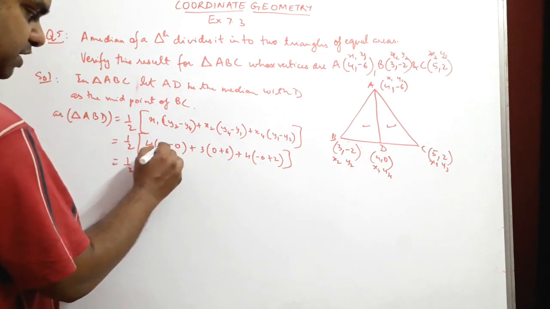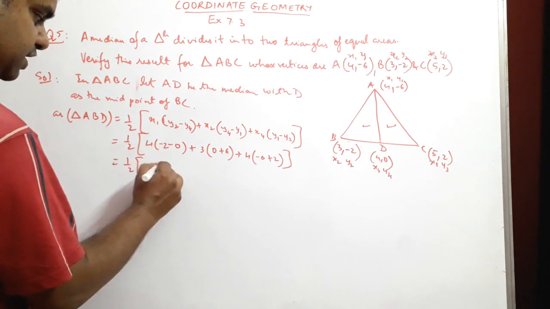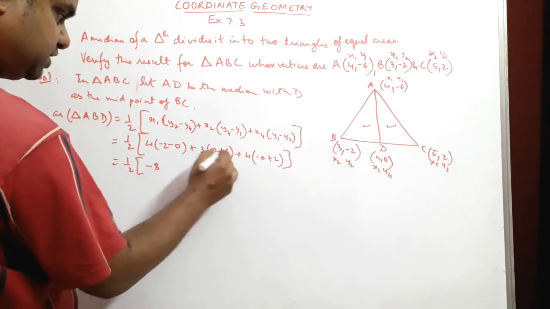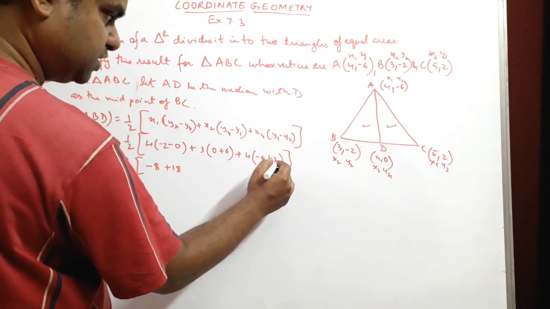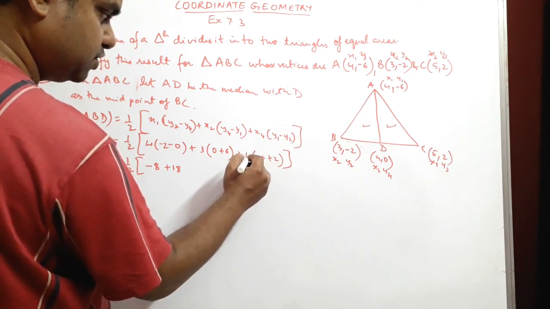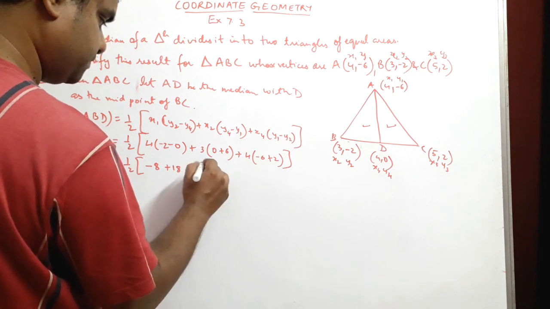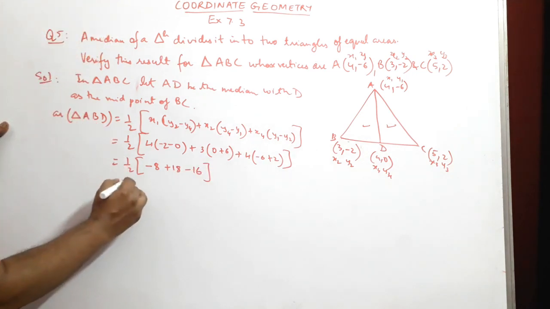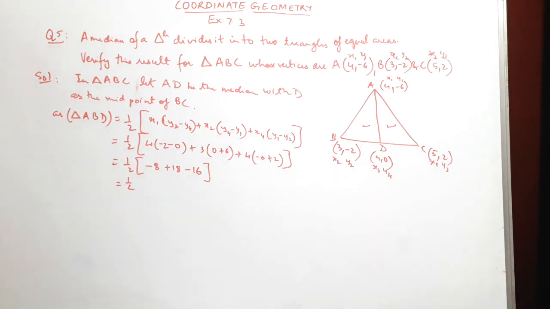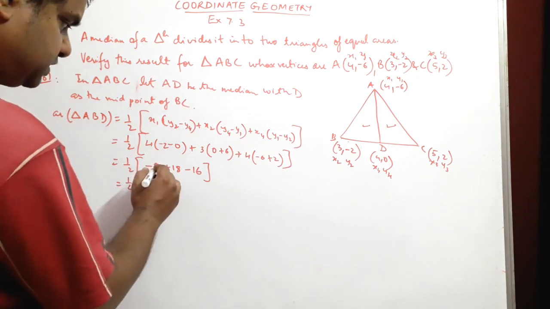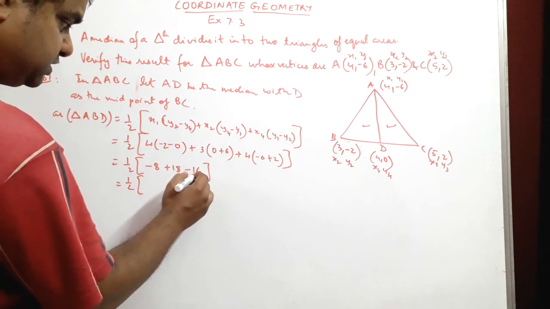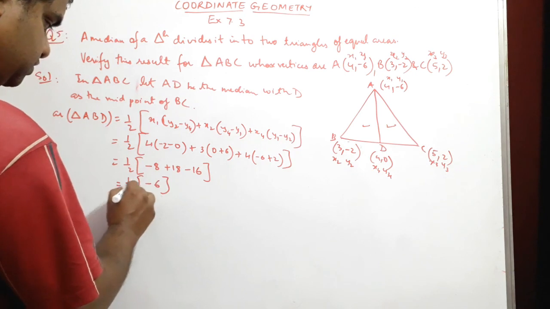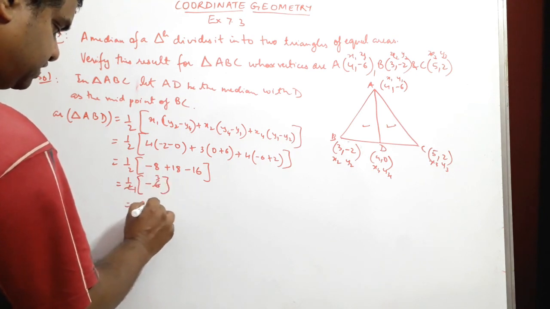Minus 2 minus 0 gives us minus 2, minus 2 into 4 gives us negative 8, 3 plus 6, 3 into 6 gives us positive 18, minus 6 plus 4 gives us negative 4, negative 4 into positive 4 gives us negative 16. So minus 8 plus 18 gives us positive 10, positive 10 minus 16 will give us negative 6, 2 1s are 2, 2 3s are 6, that gives us negative 3 square units.